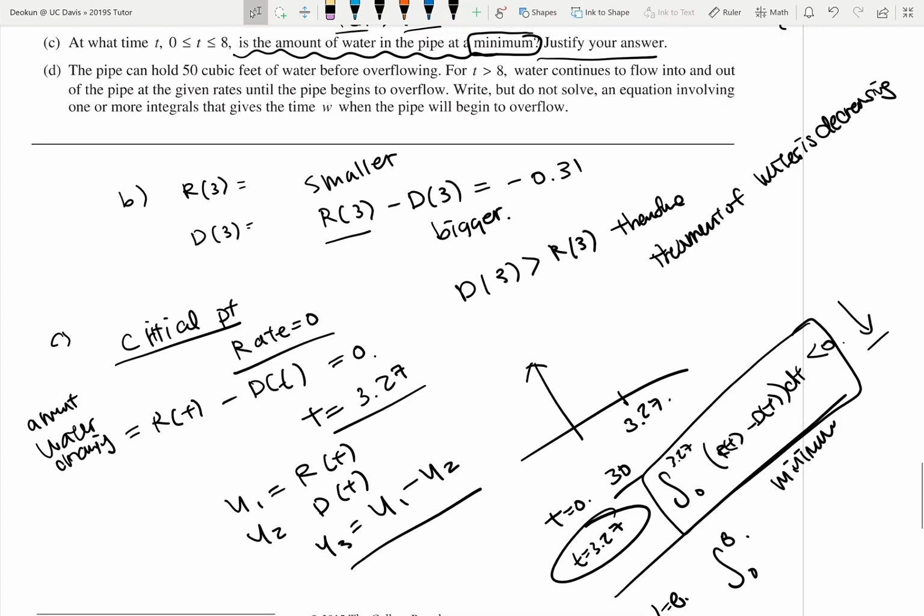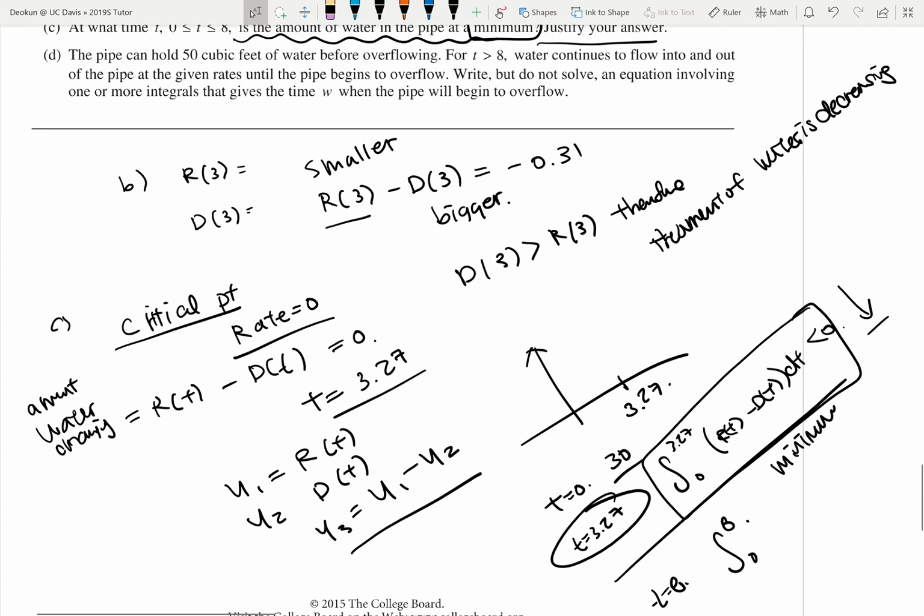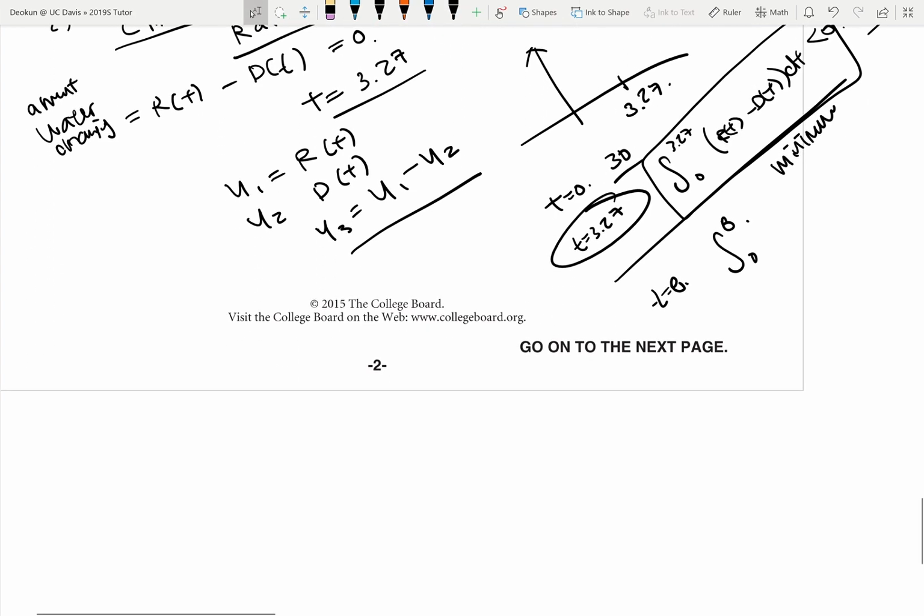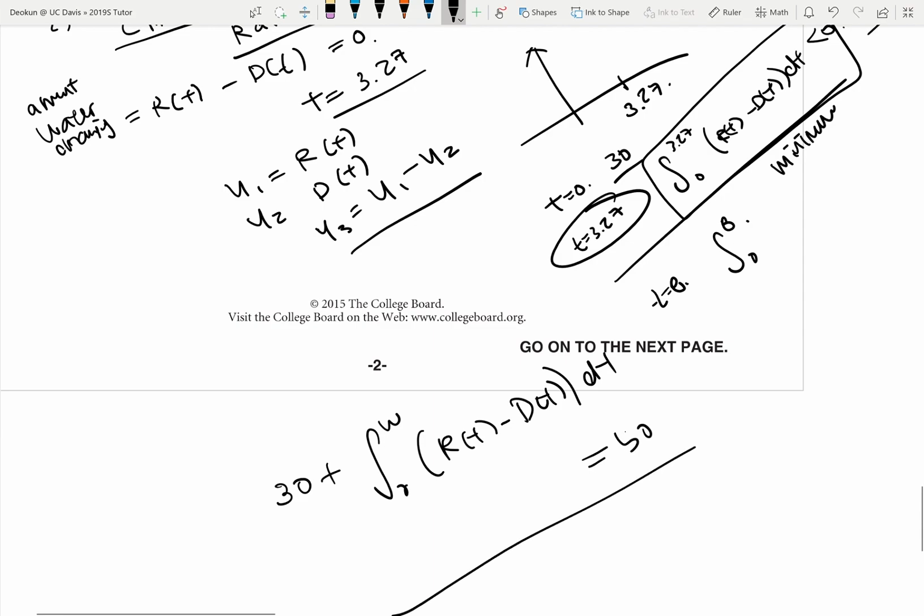The pipe can hold 50 cubic feet of water for t greater than 8. Water continues to flow into and out of the pipe. So you write, but you don't solve, an equation involving one or more integrals that gives the time w. Then you will do, okay, we originally started with 30 plus the integral from 0 to w of R(t) minus D(t) dt, and we want that to be 50. And this is your answer for letter D.